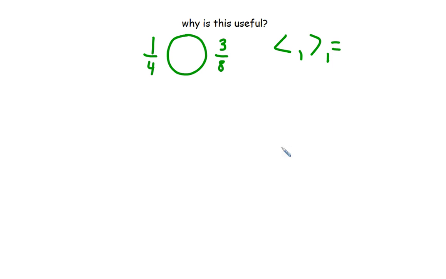At this point, you're probably asking yourself, why is this useful? What am I going to use this for in math? The answer is that let's say your teacher gives you two fractions, 1/4 and 3/8, and asks you to compare these two fractions. So basically tell if it's less than, greater than, or equal to.